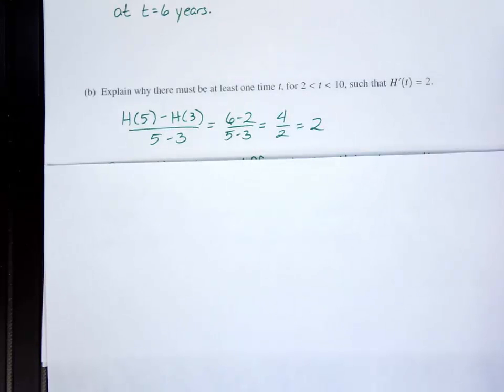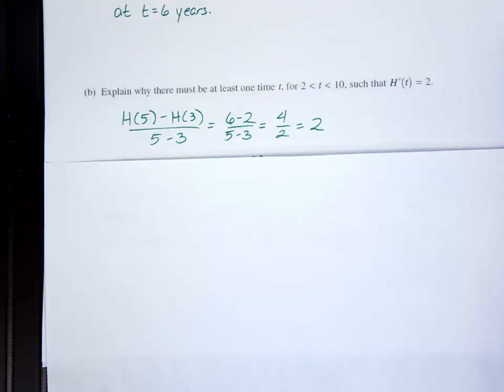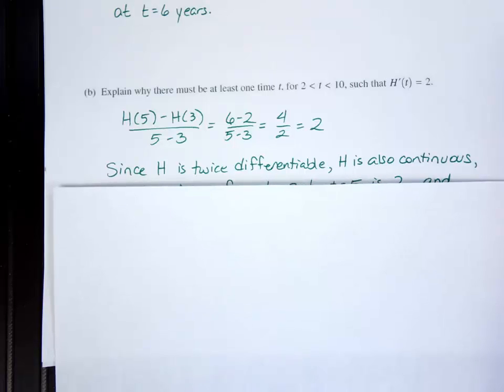Now, before I reveal what I've written below here, you need to remember that for mean value theorem, the function in question must be continuous and differentiable. Now, the directions at the beginning of the problem said it was twice differentiable. So the differentiable end of it is covered. But they said nothing about continuity, and that's where you have to say it. Since h is twice differentiable, h is also continuous. That must be there in order to get the point.